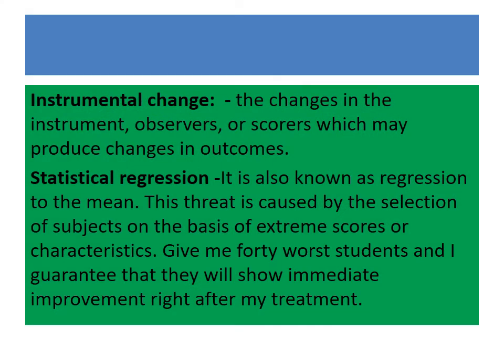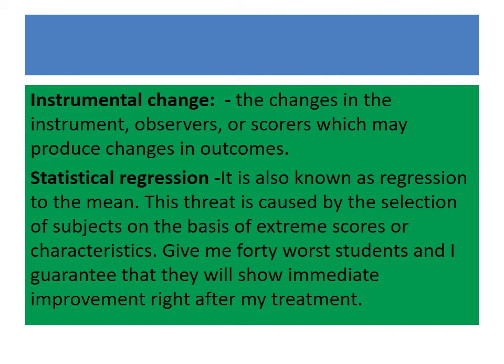Next is instrumental change. Changes in the instrument, observers or scorers may produce changes in outcome. If you are using an instrument, for example a BP apparatus, one BP apparatus in the pre-test and another BP apparatus in the post-test, and the observer is changing. If you are doing a double blind or single blind study, sometimes different observers may be evaluating, and the scorers also will affect the outcome.